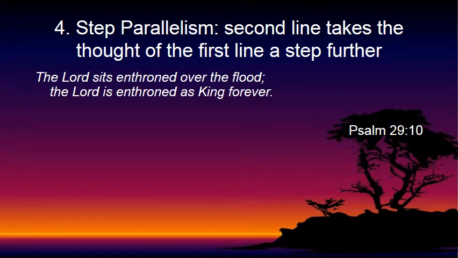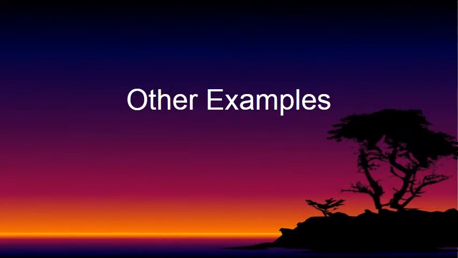But I want to say that there are other poems in the Old Testament. All of these examples I've given you are from the book of Psalms, but there are a lot of examples of parallelism outside of the book of Psalms, and so I want to look at just a few of these. So the first example we want to look at is from Genesis 49.